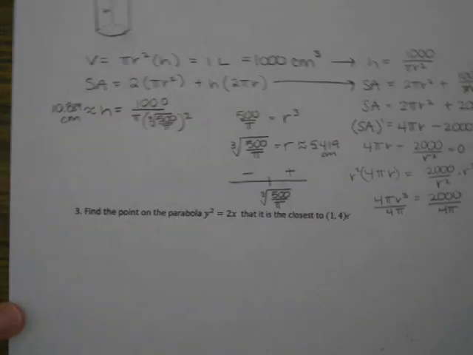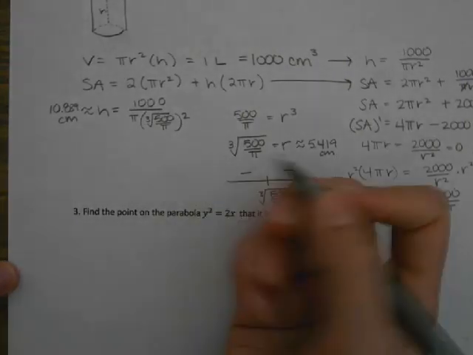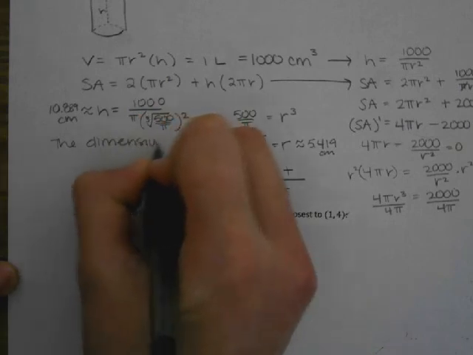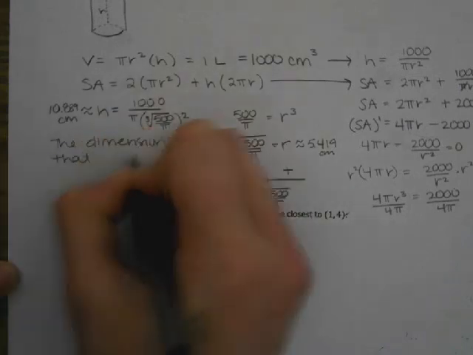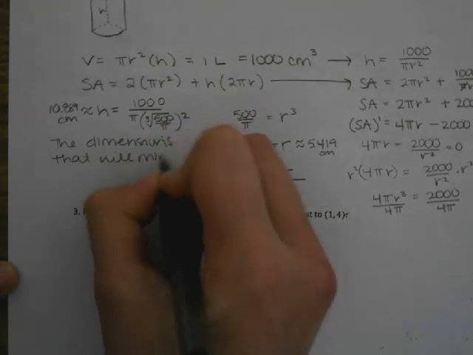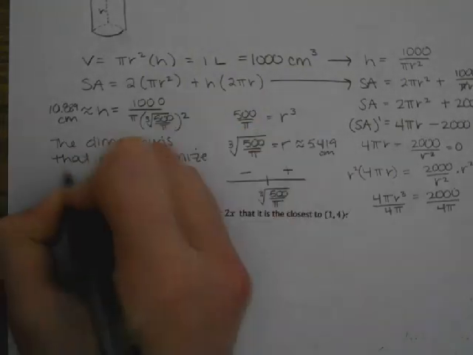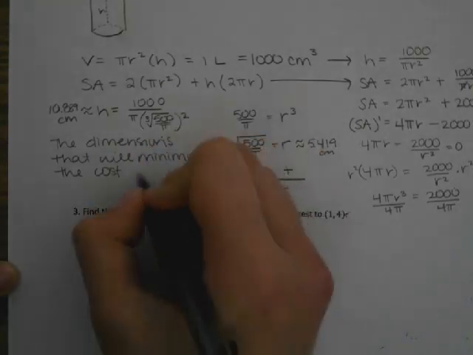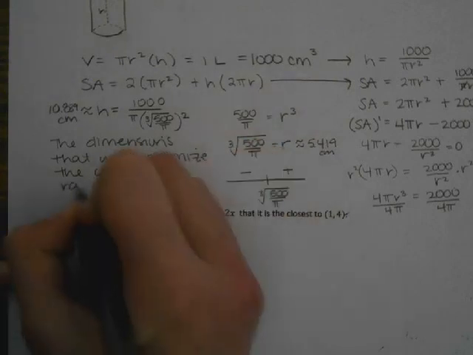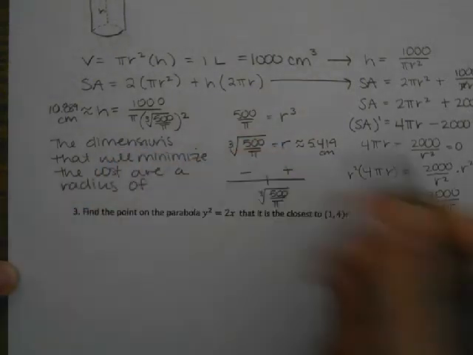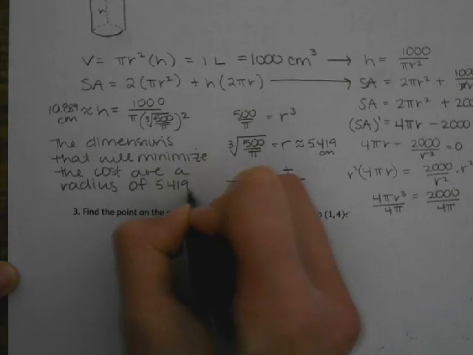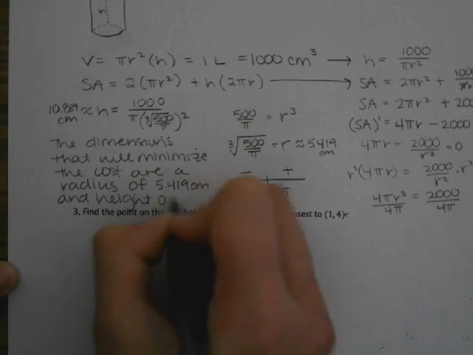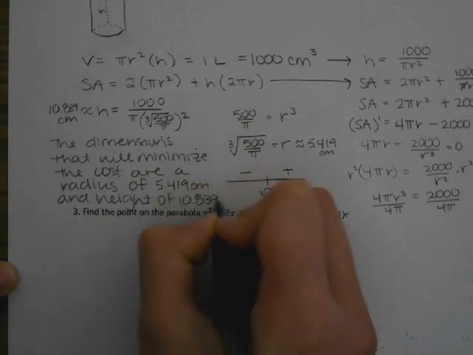So now I can go ahead and write my sentence. The dimensions that will minimize the cost are a radius of 5.419 centimeters and height of 10.839 centimeters.